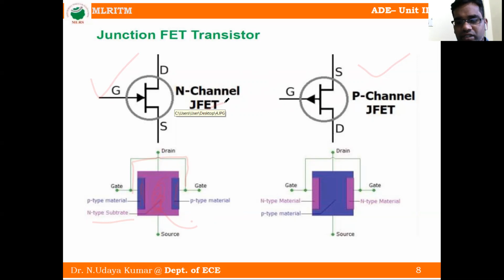Similarly, the colors are interchanged here. This bar is the P-type bar, blue color meaning P-type. On both sides we have diffused N-type material and shorted it, and we call it the gate. This is the P-type channel, so that's why it is named the P-channel JFET.